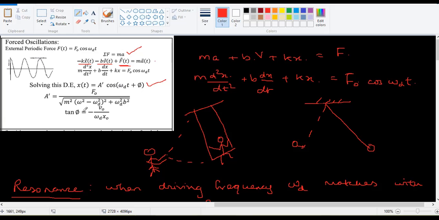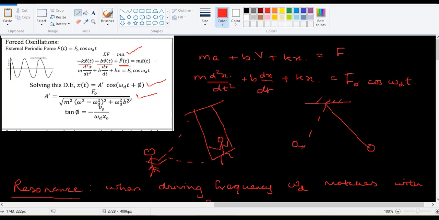You see, it looks like a very complicated equation. Amplitude A dash is equal to F naught divided by root of m squared, omega squared minus omega d squared, the whole square, plus omega d squared b squared. Okay, now how do you get this? We don't have a proof right now, so we have to take it without proof. But you'll have to study the special cases.